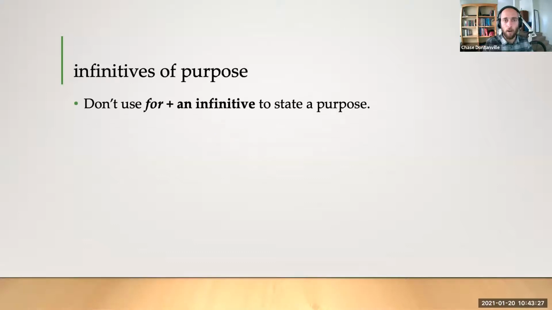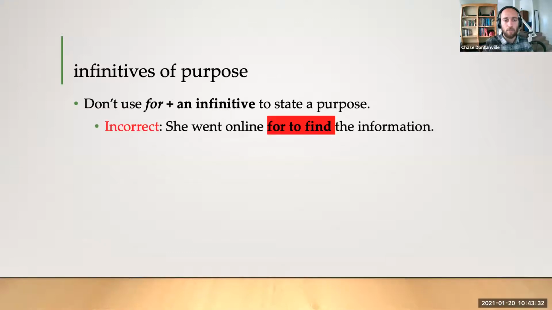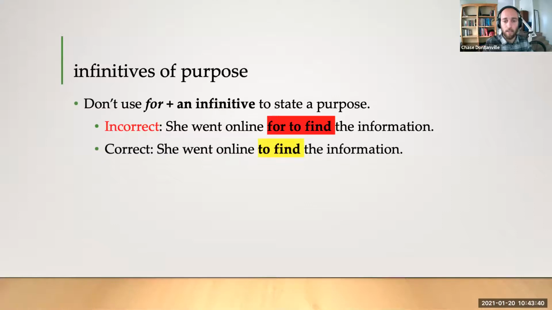Don't use for plus an infinitive to state a purpose. An incorrect example is, she went online for to find the information. No, she went online. Why? To find the information. Never use for and an infinitive together.